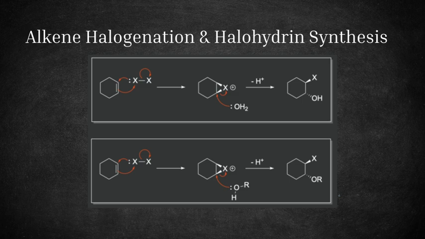This regioselectivity results in the formation of the carbon-oxygen bond at the more substituted carbon, following Markovnikov regiochemistry. The nucleophilic attack occurs from the side opposite the halogen bridge, breaking the three-membered halonium ring and ensuring anti-stereoselectivity. As a result, the halogen and the hydroxyl OH or ether OR group are added to opposite faces of the former double bond. This combination of Markovnikov regioselectivity and anti-stereoselectivity is a defining feature of both halohydrin and haloether formation.